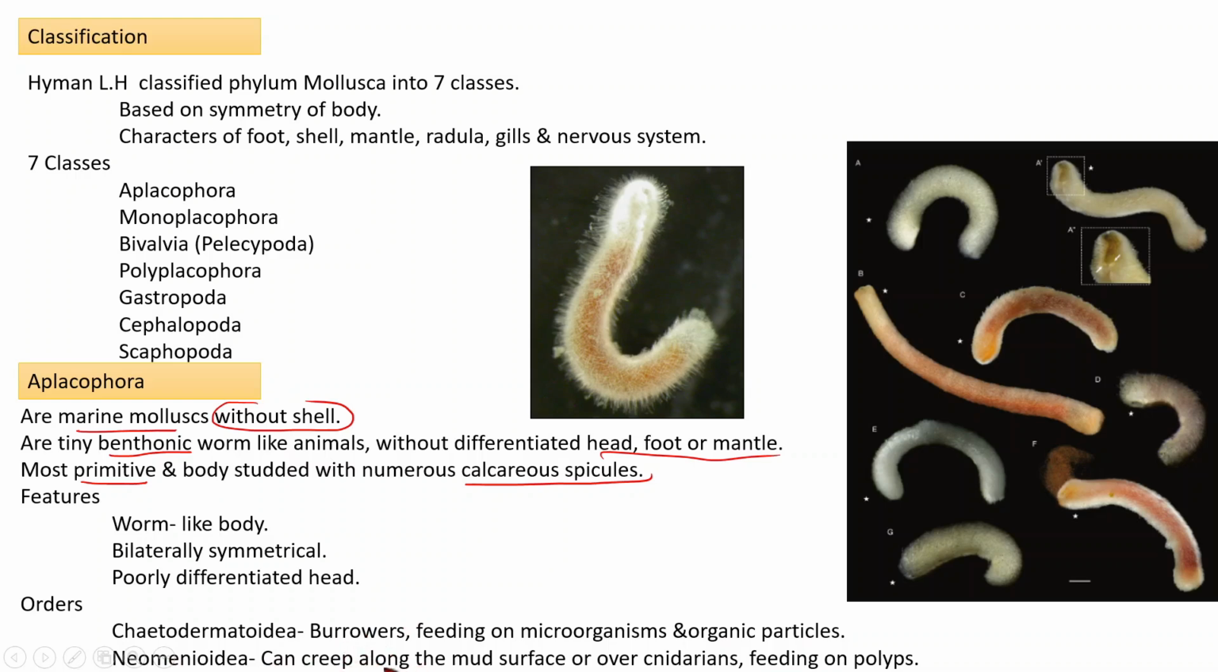They creep over the mud surface of the ocean and also over cnidarians. Cnidarians, we know that. In anthozoans, we can see so many polyps in such a colony. As this organism creeps over that colony, it feeds on these polyps. So food is also indirectly mentioned here.